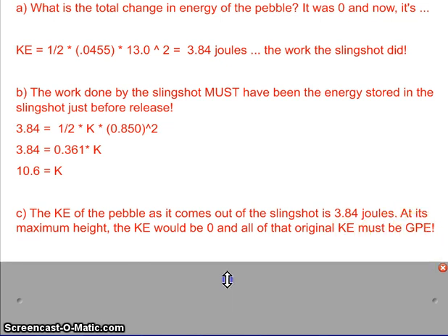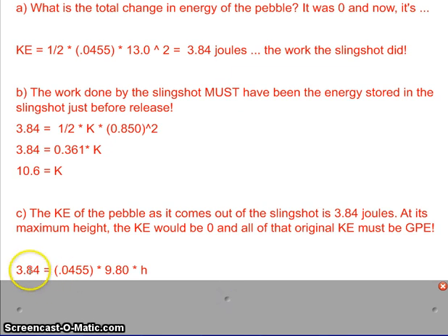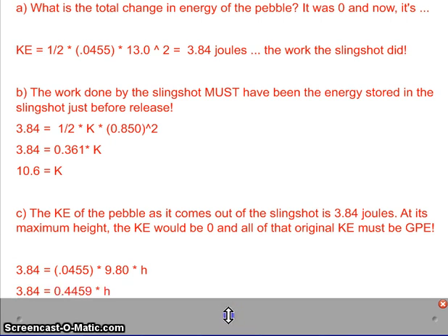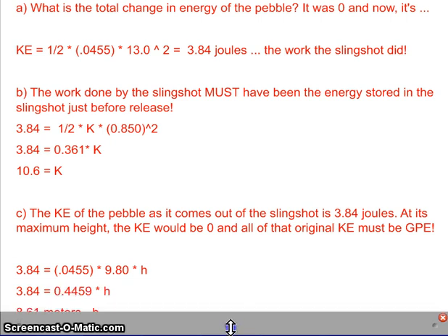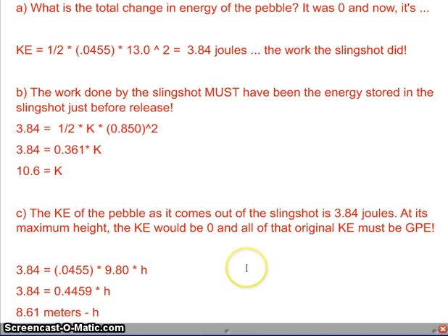So once again, that magic number, 3.84, has got to equal our now assumed gravitational potential energy at some height h. It's got to equal m times g times h. If we are careful about our numbers there, we will get a height of 8.61 meters. So this slingshot will propel that pebble 8.6 meters in the air, which is something on the order of 25 to 30 feet.